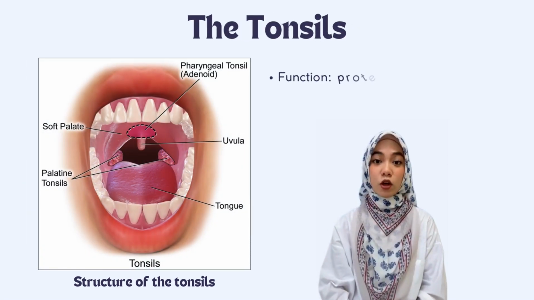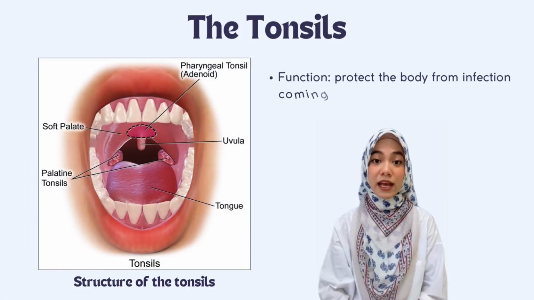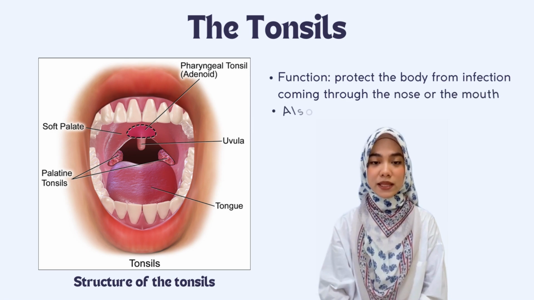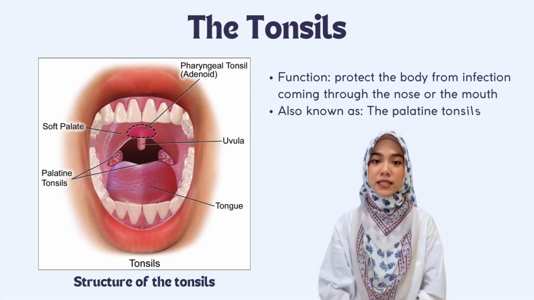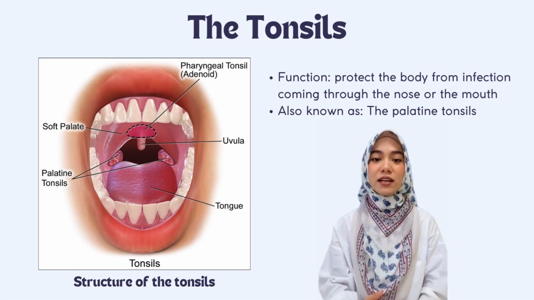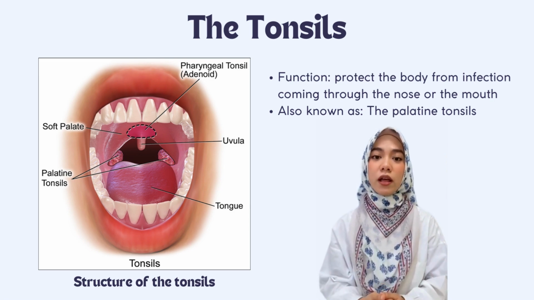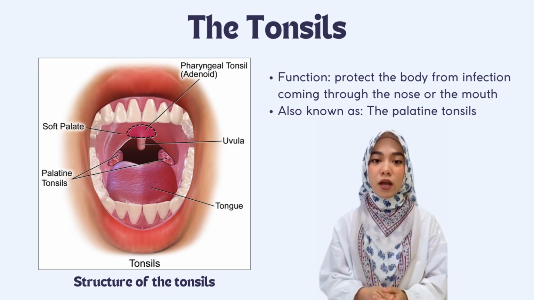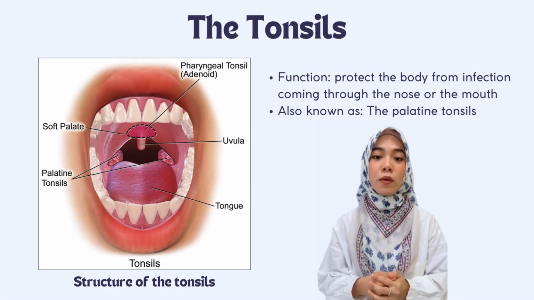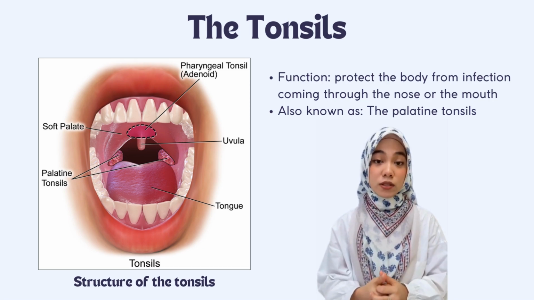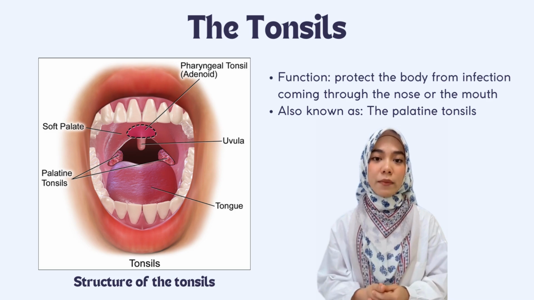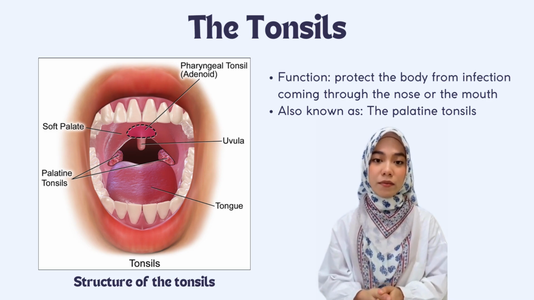Next is the tonsil. The tonsils and adenoids are part of the lymphatic system. They help to protect the body from infection coming through the nose or the mouth. The tonsils, also called palatine tonsils, are located at the back of the mouth. The adenoids, also called nasopharyngeal tonsils, are higher up behind the nose and the roof of the mouth.